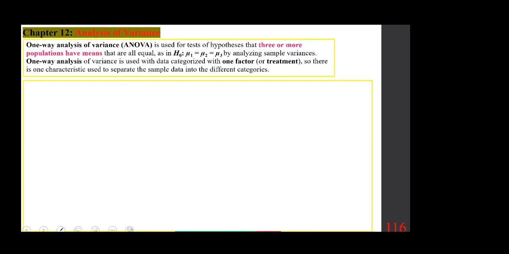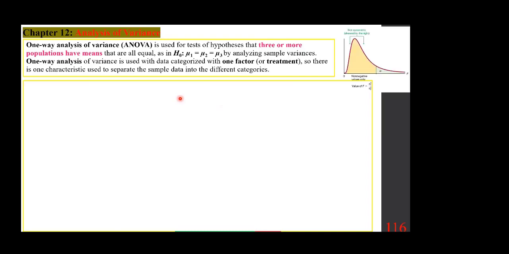That's the table. One-way analysis of variance is used for test of hypothesis that three or more populations have means that are all equal, as in H0: mu1 equals mu2 equals mu3, by analyzing sample variances. One-way analysis of variance is used with data categorized with one factor or treatment. So there is one characteristic used to separate the sample data into the different categories. And we use the F distribution for that.